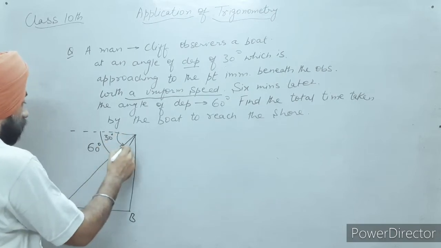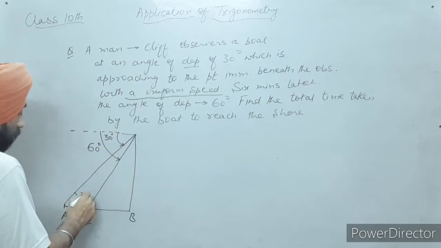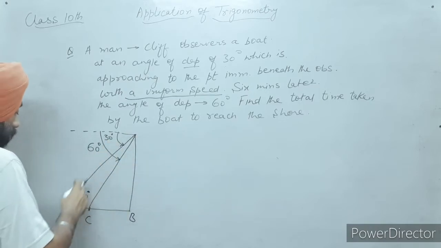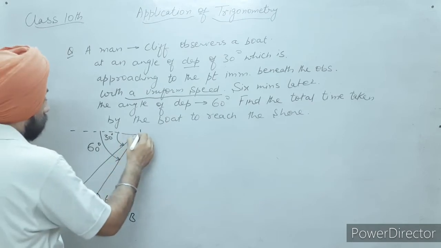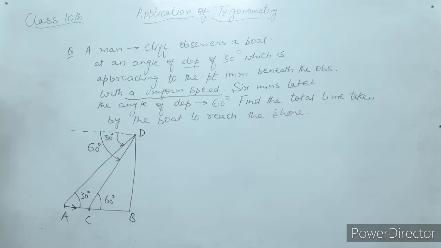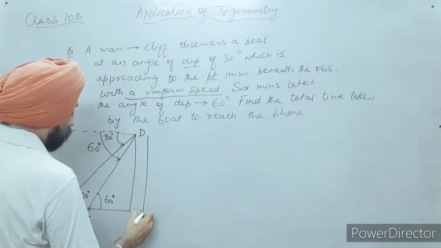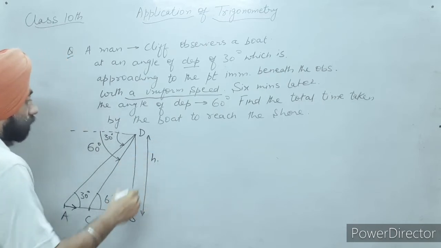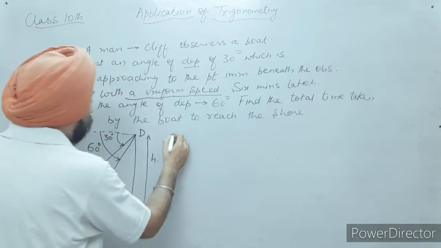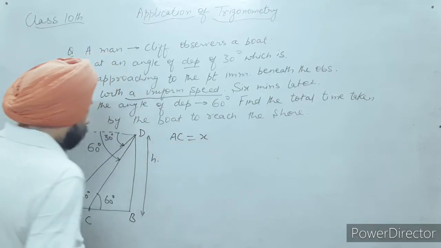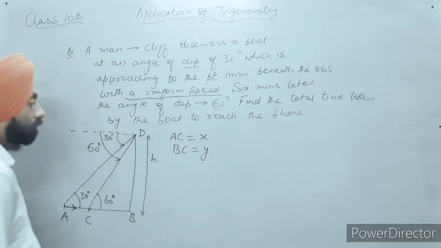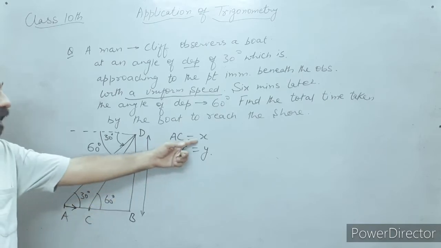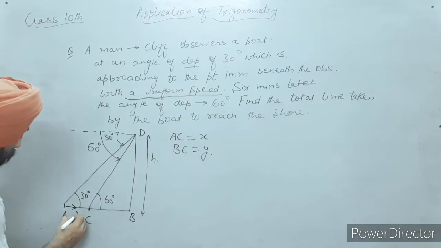Now, if this is 30 degrees, this is also 30 degrees, right? Parallel lines, alternate angles. 60 degrees, this is again 60 degrees. Let this be point D, right? Now, let the height of the cliff be h. AC equals x and BC equals y. I have taken distance AC equals x and BC equals y. Let me write over here.